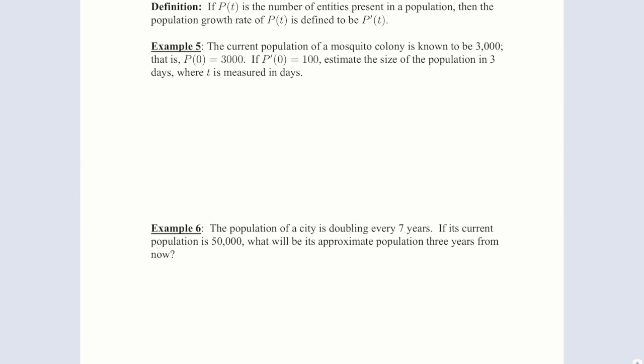So in example 5, we are told the current population of a mosquito colony is known to be 3,000. So in symbols, that would mean P of 0 is 3,000. And we're told P prime of 0 is 100. So let's think about what that is telling us. The 0 there tells us at day 0.